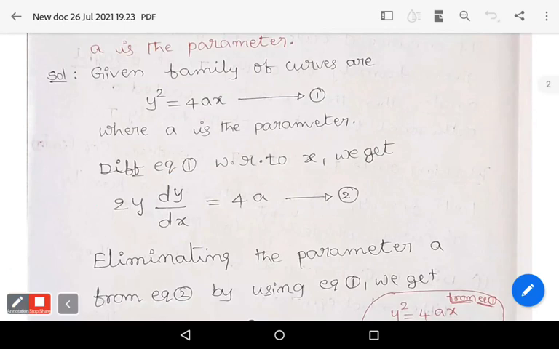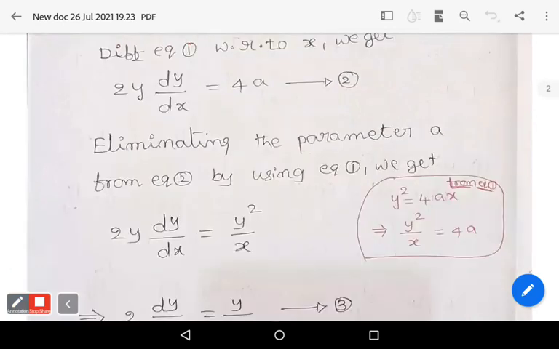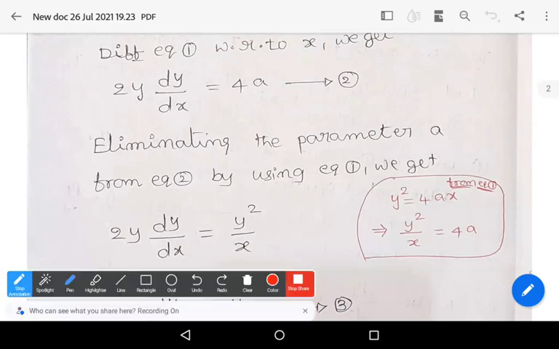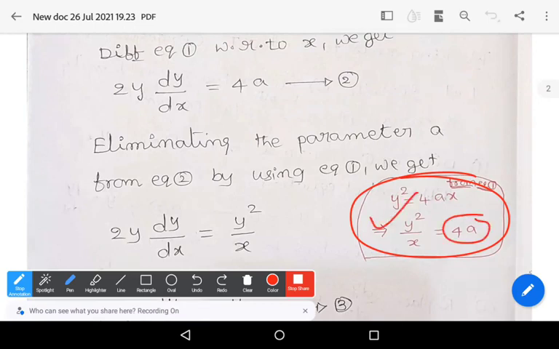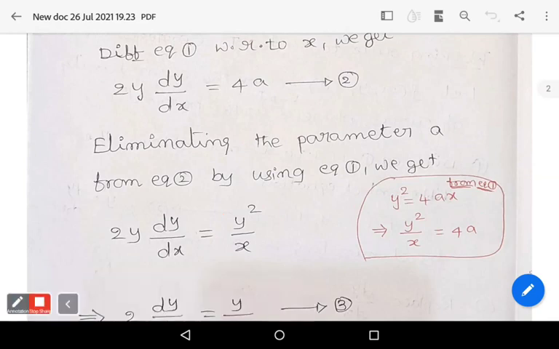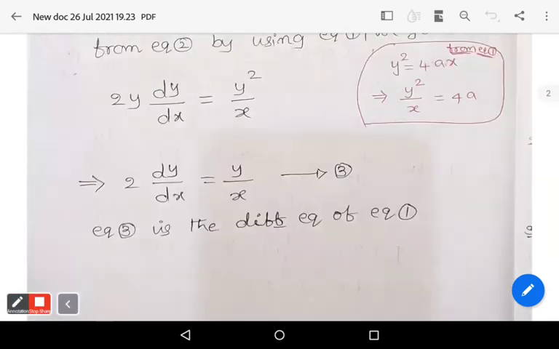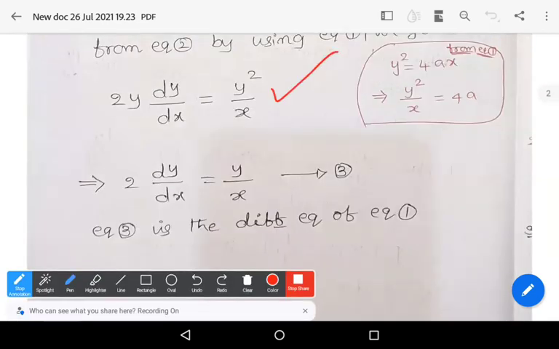Eliminating the parameter a from equation 2 by using equation 1. Apply equation 1: y square is equal to 4ax, so 4a is equal to y square by x. Using this fact, the arbitrary constant is eliminated. So 2y dy by dx is equal to y square by x. y gets cancelled on both sides. 2 into dy by dx is equal to y by x.